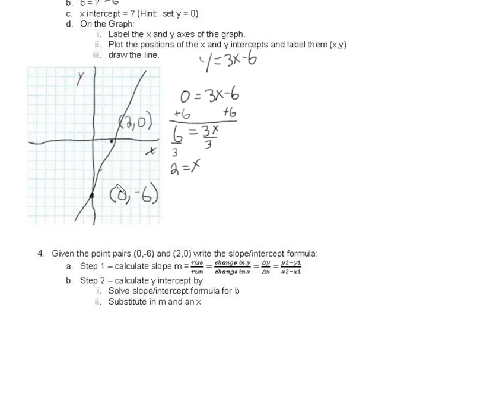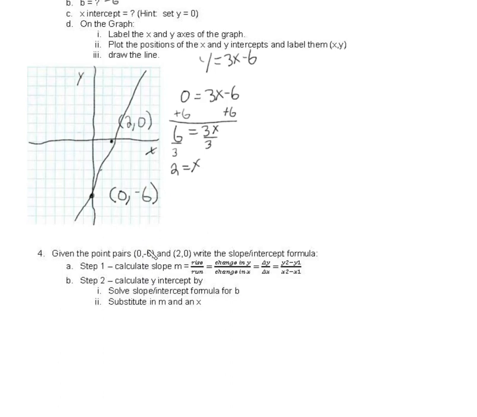So you notice that one of the points was 0, negative 6. The other point was 2, 0. Well, look, I'm going to give you those 2 points, and I'm going to ask you to give me this formula back. If I give you 2 points, you should be able to derive the slope-intercept formula specific to those 2 points.